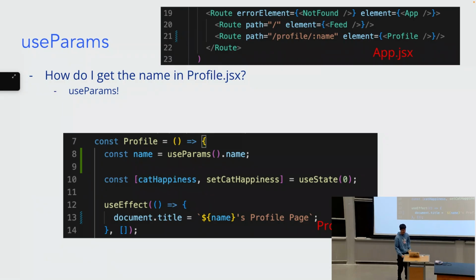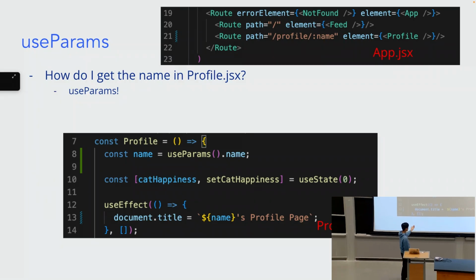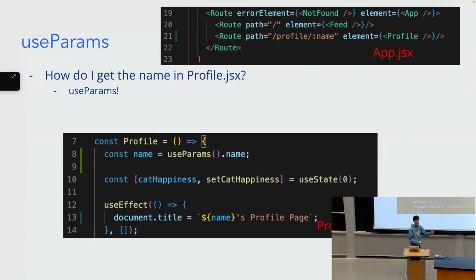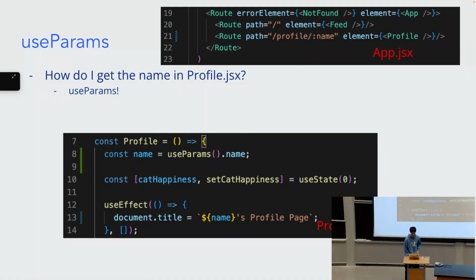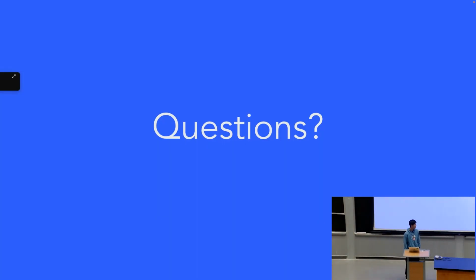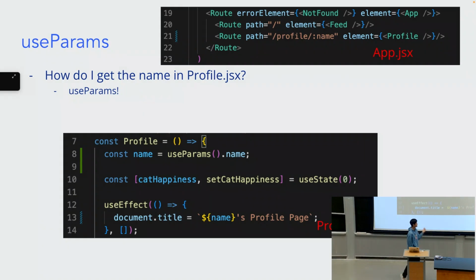So what would happen here is if we went to /profile/Abby, then when we access useParams, it'll have the name parameter as Abby because we've replaced our :name area with Abby, and it acts as a dynamic part of our route. Now, when we navigate to /profile/Abby, we'll see Abby's profile page as the title of our document instead. Yeah, cool. That's the last part of my lecture. So are there any questions about this? I'll leave it up for a bit as well.